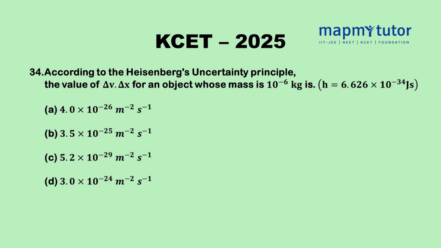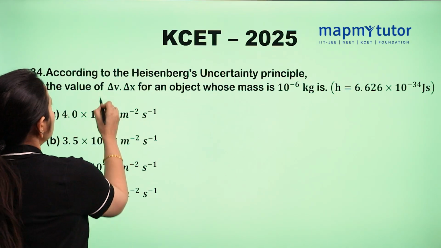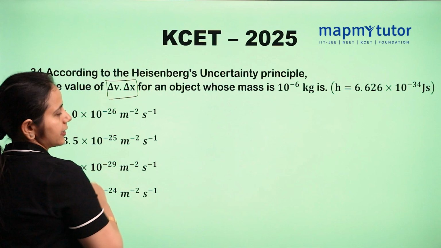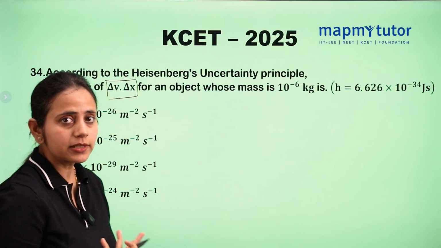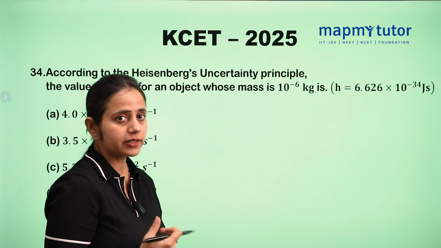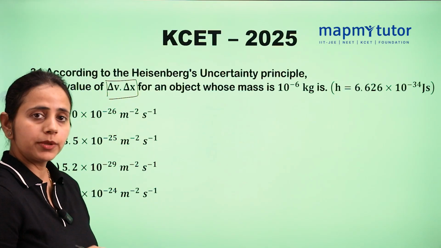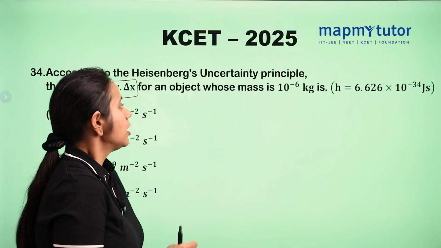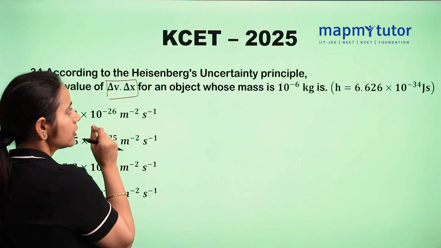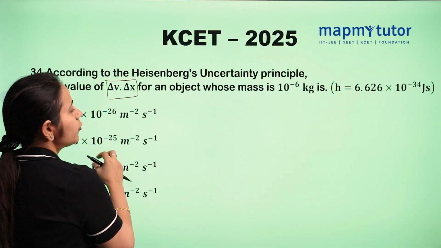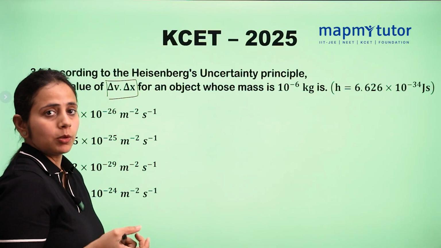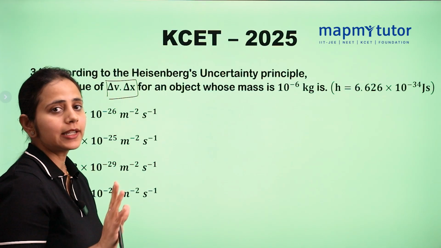According to the Heisenberg uncertainty principle, we need to calculate the value of delta V delta X for an object whose mass is 10 raised to power minus 6 kilogram. So first tell me what the Heisenberg uncertainty principle says. According to it, we can't calculate the value of position and momentum both with accuracy at the same time.